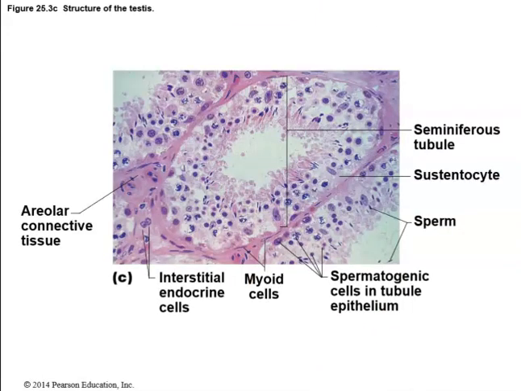And this is just a histological picture of the seminiferous tubules within the testes. So we can see the sustentocytes and where sperm are being produced. You can even see possibly some tails or spermatogenic cells in the tubule epithelium. So these seminiferous tubules will produce sperm, and the sperm will then travel to the epididymis.